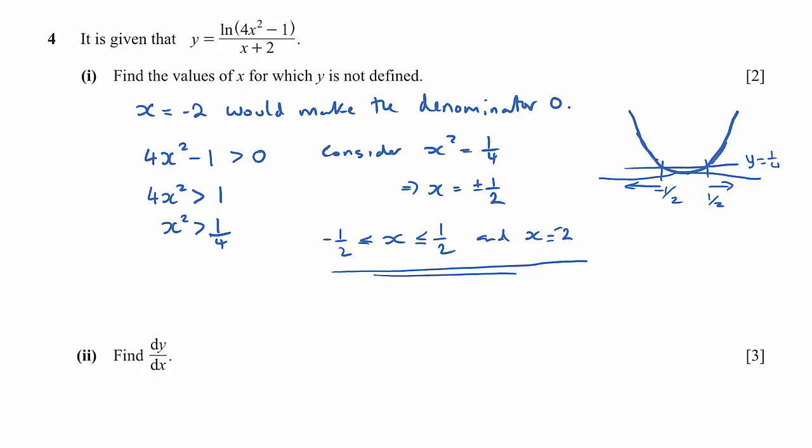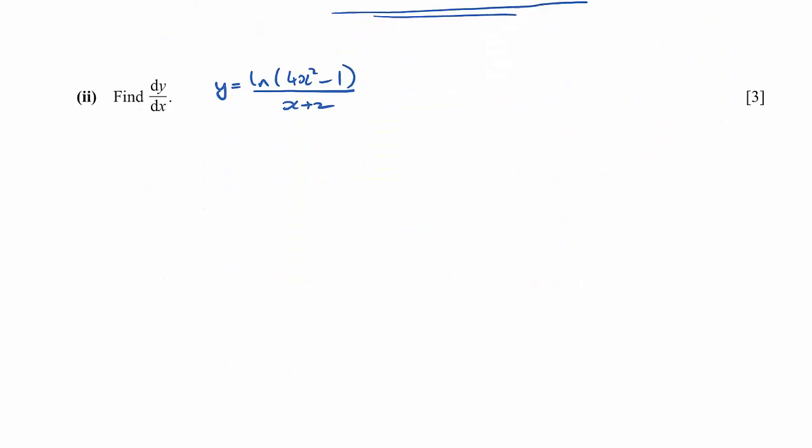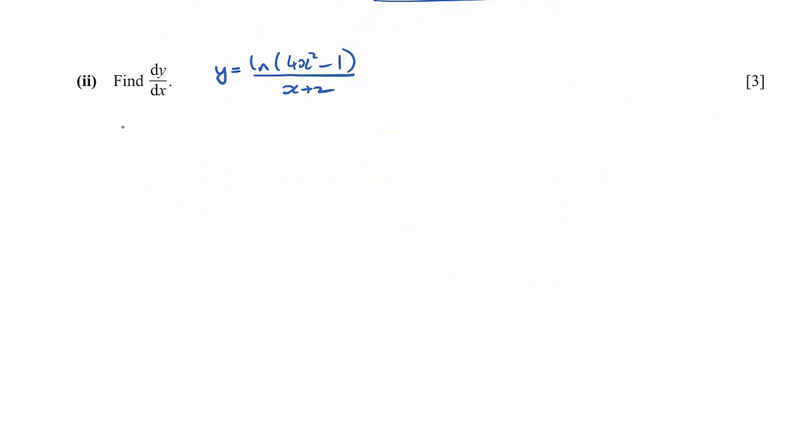So we now want to find dy/dx. So I'm just going to write y down here so I can scroll the screen up. So we've got ln(4x squared take 1) all over x plus 2. So this is a quotient. So I'm going to say u is equal to the natural log of 4x squared take away 1, and v is equal to x plus 2.